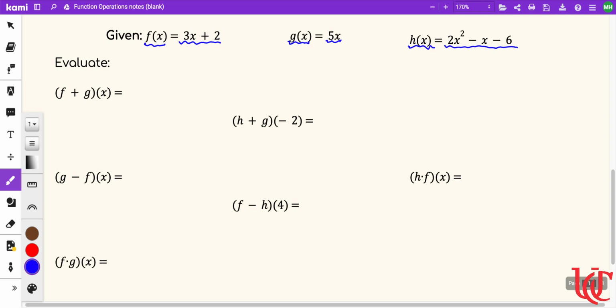All right, so I'm going to skip the f plus g of x. I could start it out. We'll write out the beginning part, but we're not going to actually solve it. You guys are going to finish that yourself. This would be, keeping things in order, f of x plus g of x.